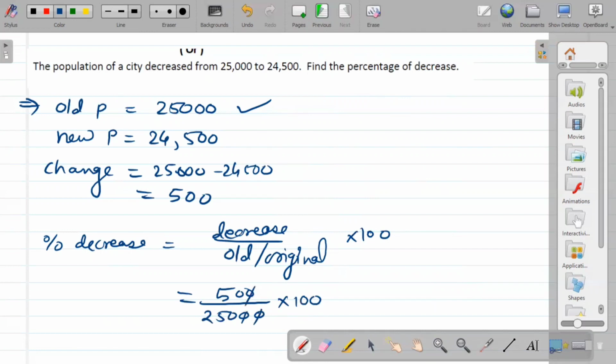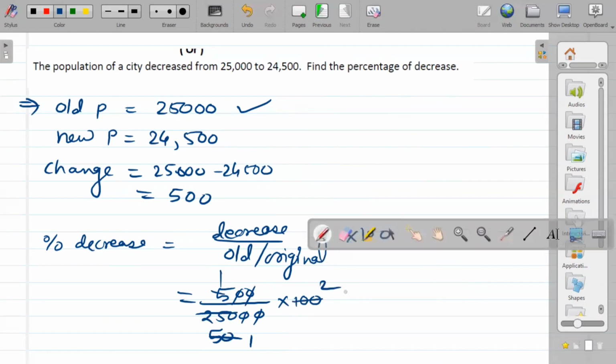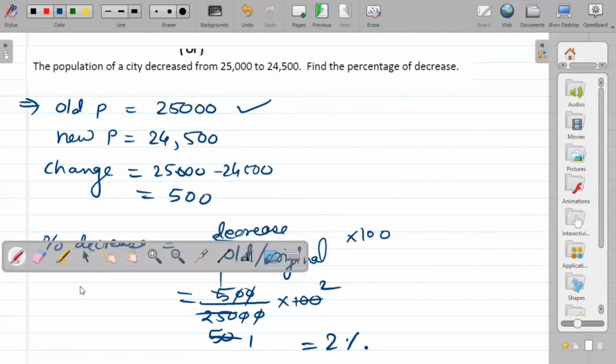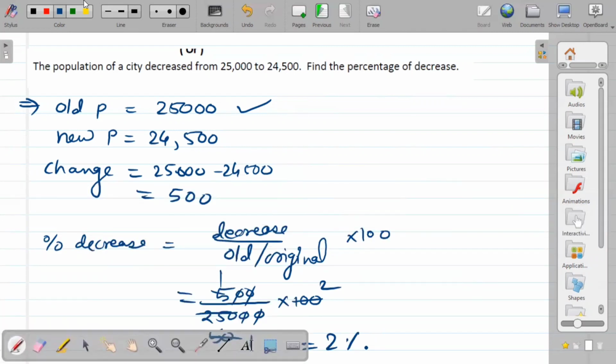Now you can do the cutting. After this cutting you will get 100 divided by 50, and again cutting is possible because 5 ones are 5, 5 twos are 10. So we can say the percentage decrease is 2%, which can be observed in this particular way.